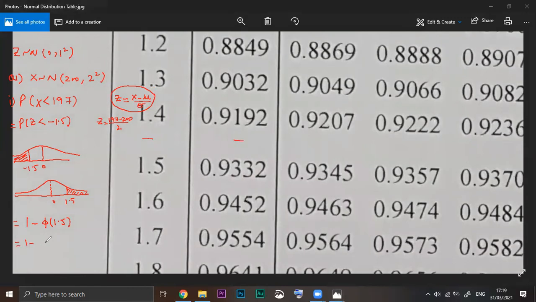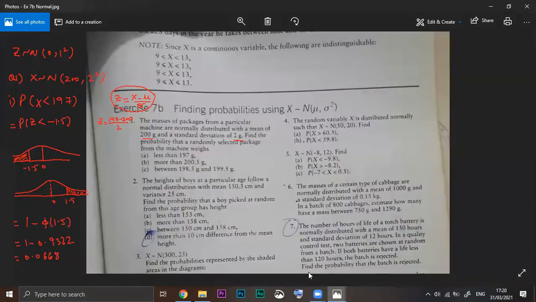So 1 minus 0.9332. Any question about this? No, sir. And what is the final answer? 0.0668. Now in this exercise, we learned how to convert x into z, and then use the table to find the probability. Is there any question about this exercise? No, sir. Okay. Now part number 2.